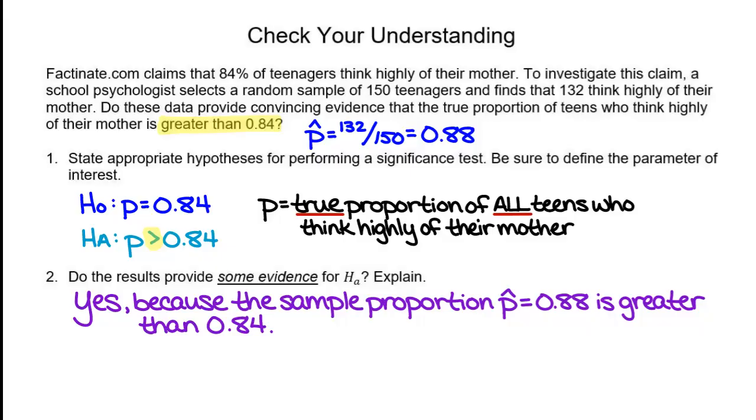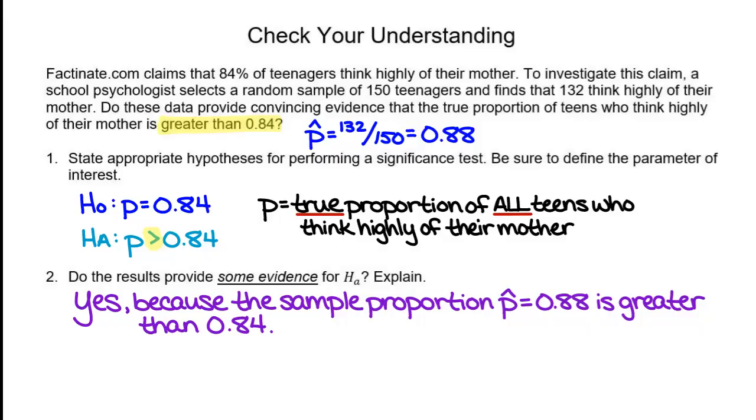Interpret the p-value. P-value, by the way, is telling us the probability of the event if we assume the HO is true. So what's the probability of seeing a p-hat this high if the true proportion is actually 0.84? That's what a p-value is. It's the probability of that sample statistic occurring if the HO is true. So they got a p-value of 0.091.